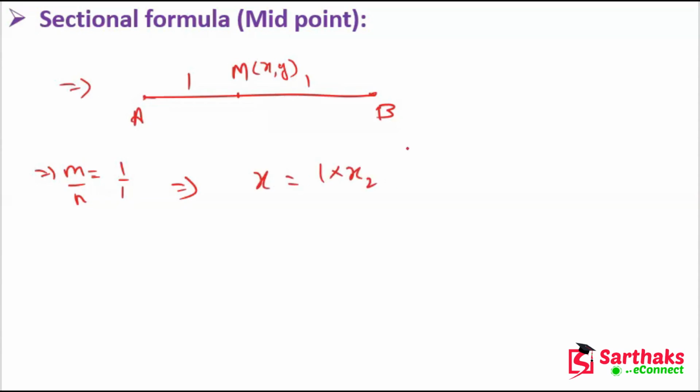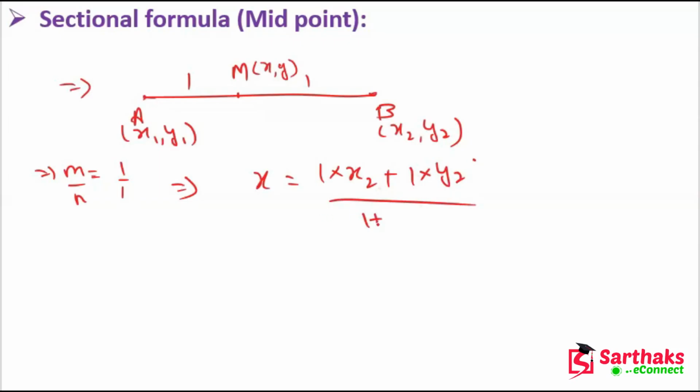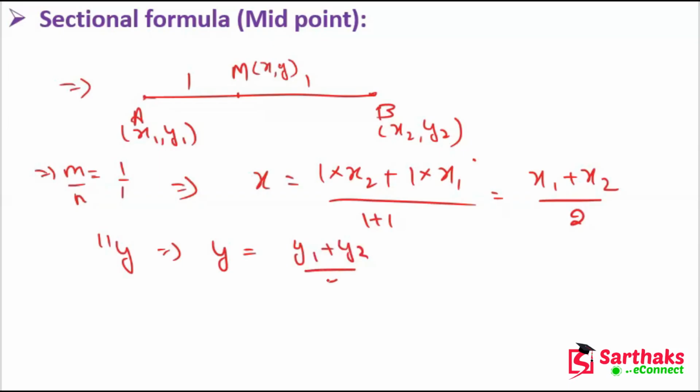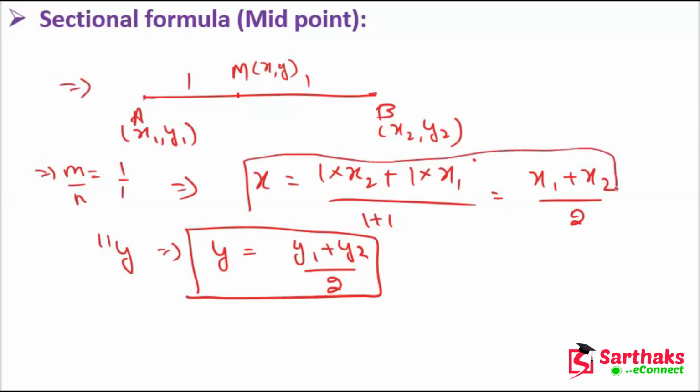So the coordinate of M is x equal to 1 into x2 plus 1 into x1, where this is (x2, y2) and this is (x1, y1), divided by 1 plus 1. So we have x = (x1 + x2) divided by 2. Similarly, the value of y is (y1 + y2) divided by 2. So we have the midpoint formula.